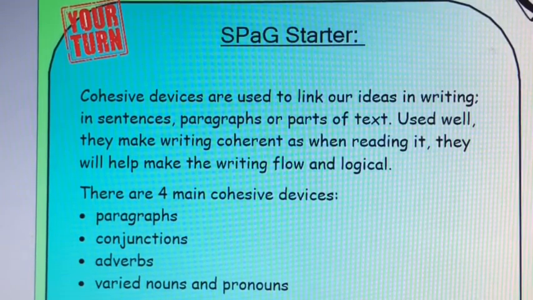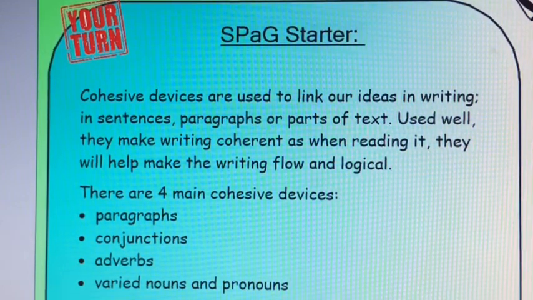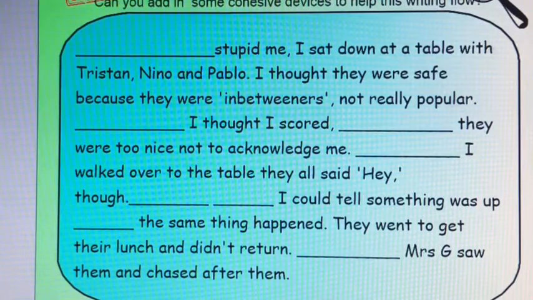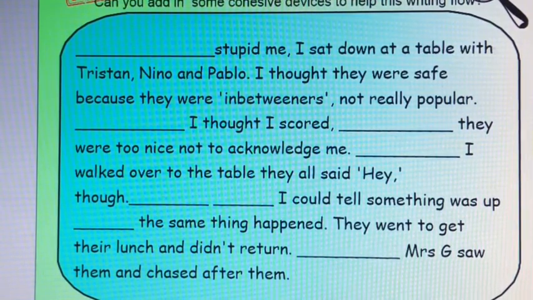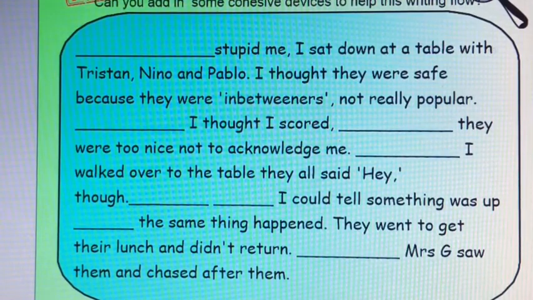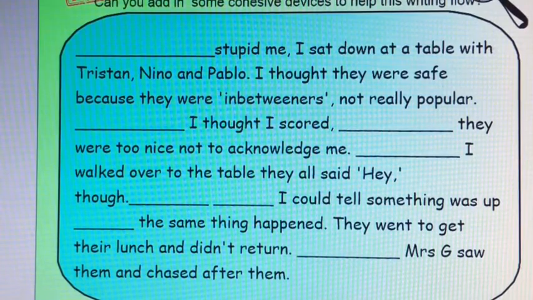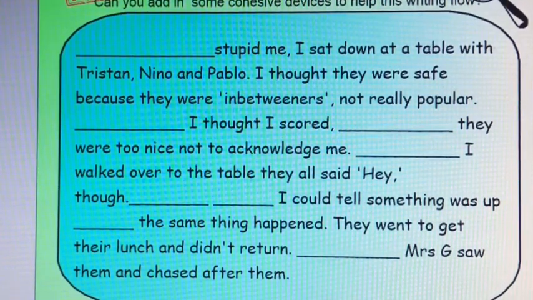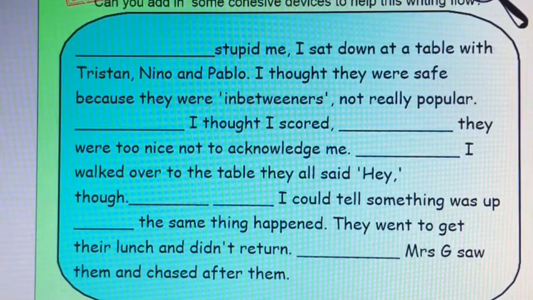Right, now's your turn to have a go. On this page there is an extract from the class text Wonder, but all of the cohesive devices have been taken out. So I'm going to read it out to you, and where you see a line I'm going to say blank, and I want you to think about what words you could put in that would help this writing to be cohesive.